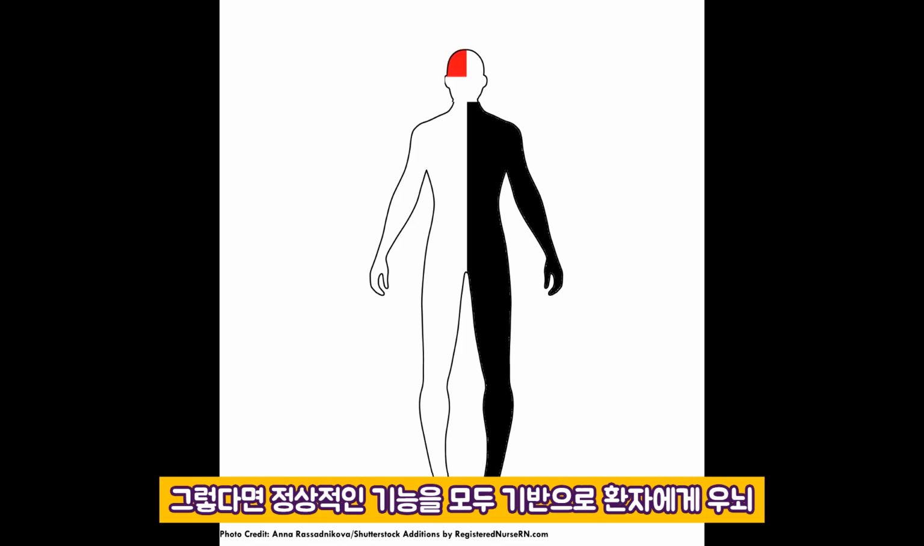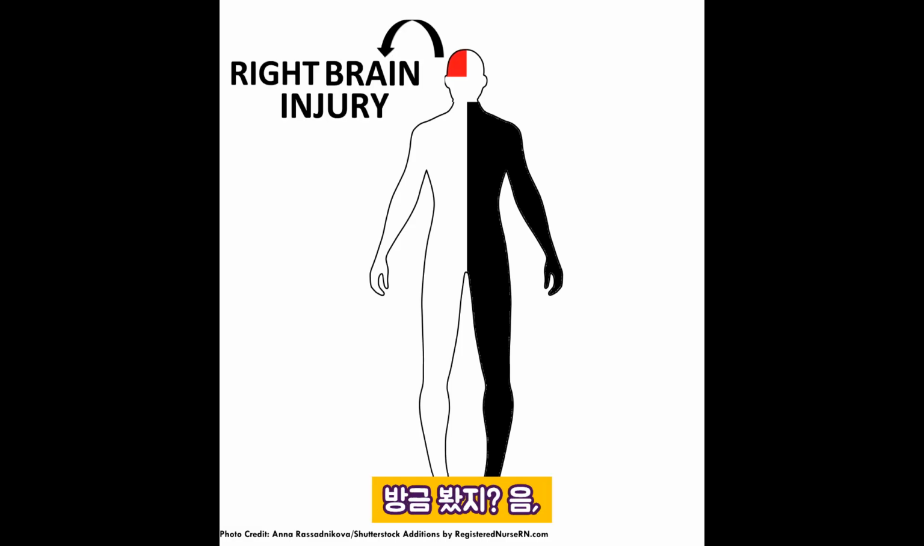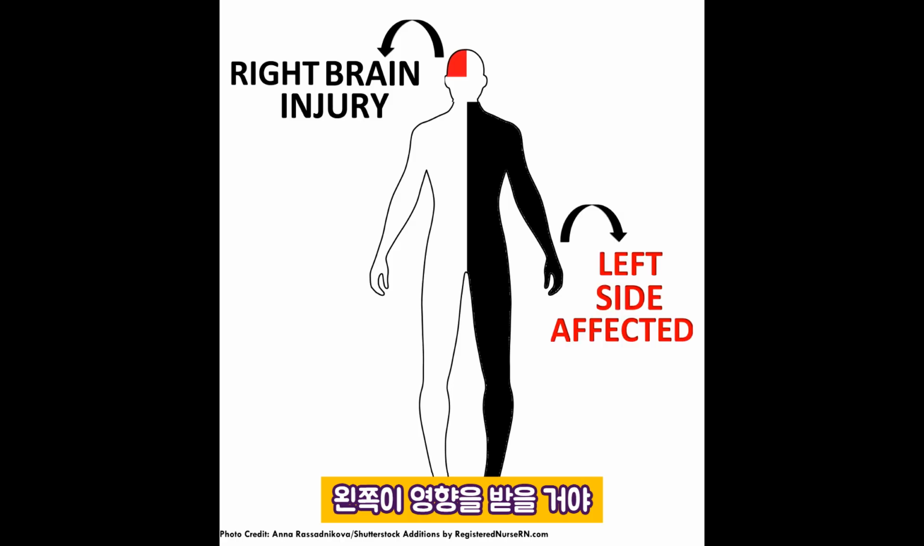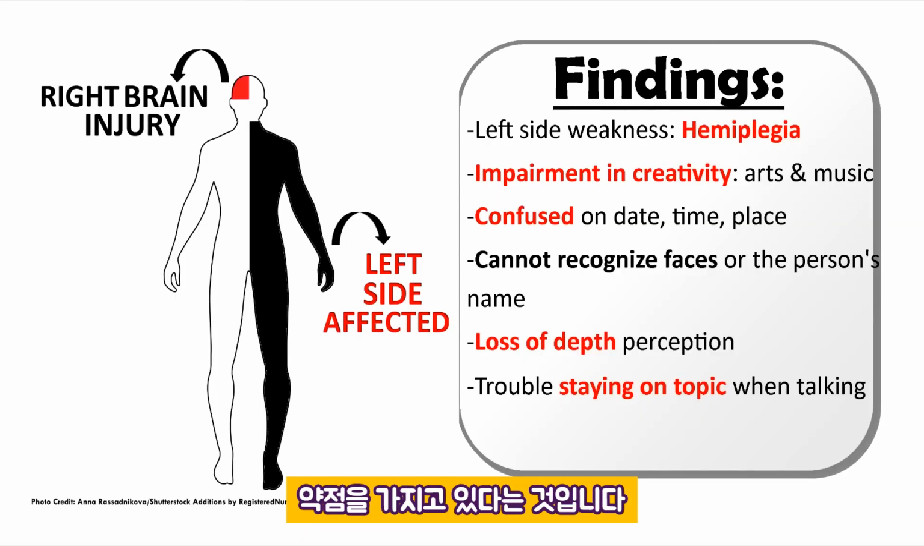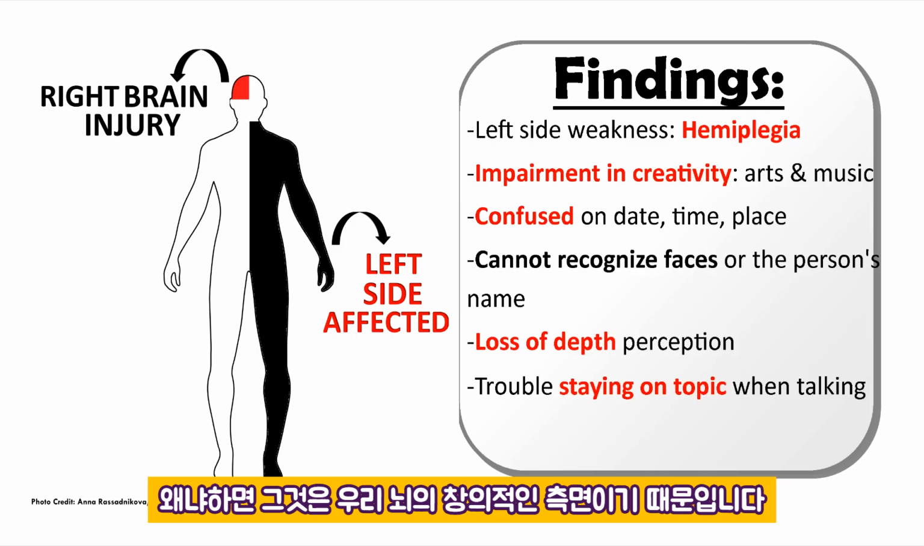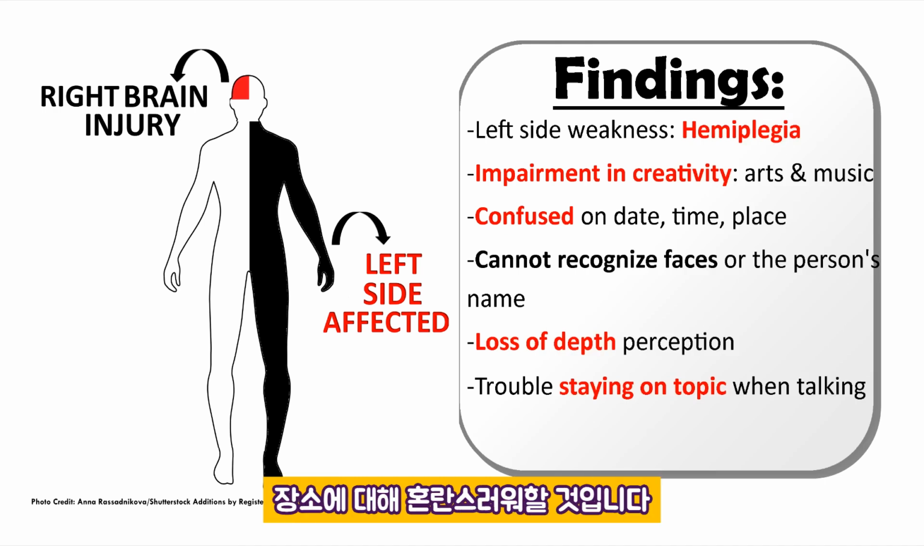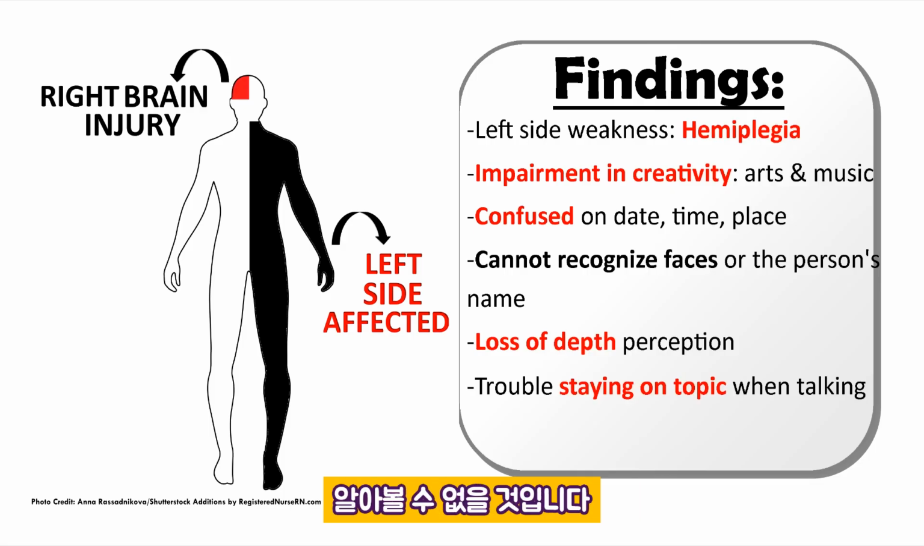So what happens when a patient has a right brain injury based on all those normal functions we just saw? Well, our left side is going to be affected. So what you're going to find is that the patient's going to have some left side weakness called hemiplegia. Also, they can have impairment of their creativity because that's our creative side of our brain. So they'll have issues with understanding and interpreting art and music. They will be confused on date, time, and place. They won't be able to recognize familiar faces or the person's name that goes with that face.